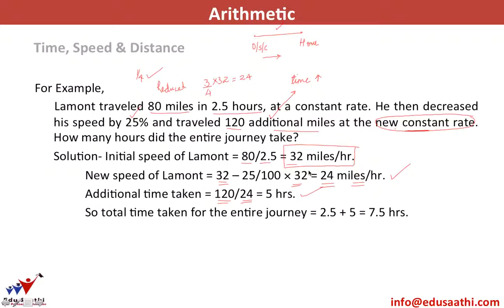So the total time taken for the entire journey would be 2.5 hours taken initially when I was traveling at a speed of 32, and 5 hours taken when I'm traveling at a speed of 24. So the total time taken is 7.5 hours from the beginning.